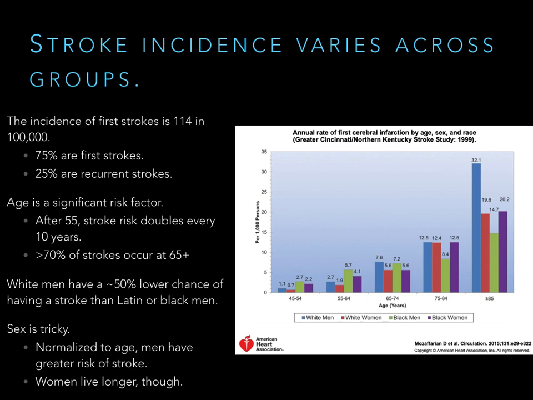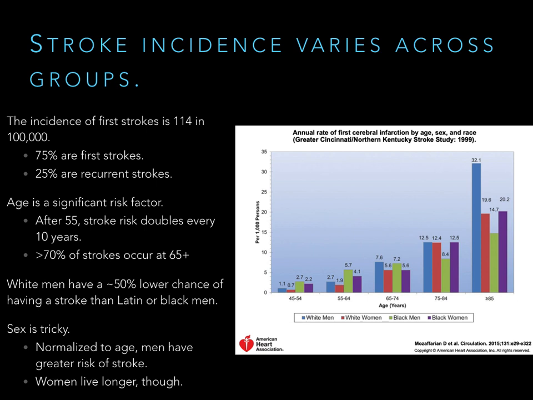So if we have a look at this plot, what we're looking at is the risk of any stroke with age, race, and sex. As we move from left to right, we're looking at older groups, and we can see that the risk of stroke, of course, increases. It's going to double about every decade or so after 55. Race does impact stroke risk, depending on age at least.